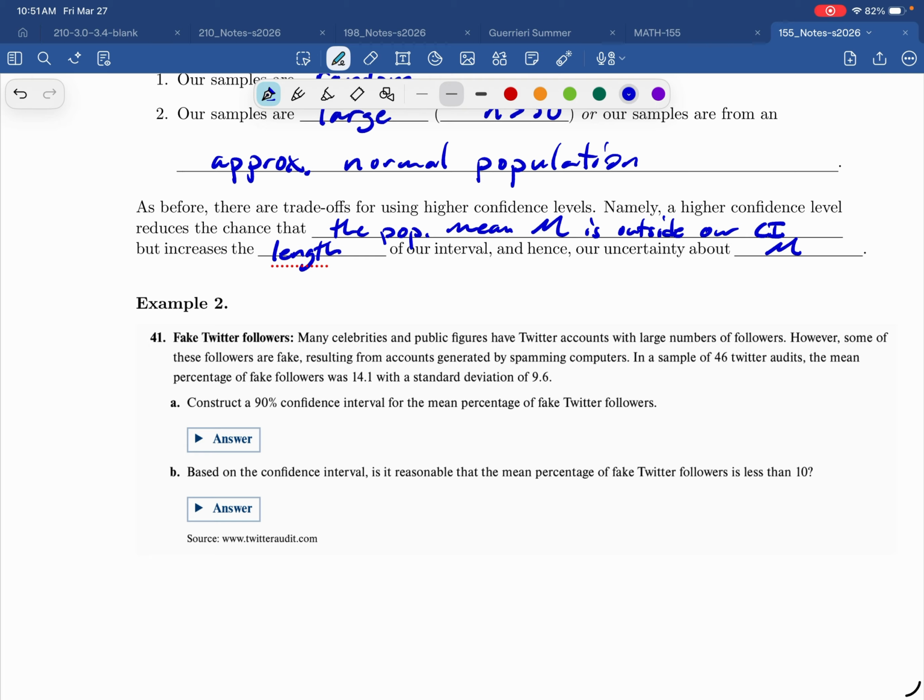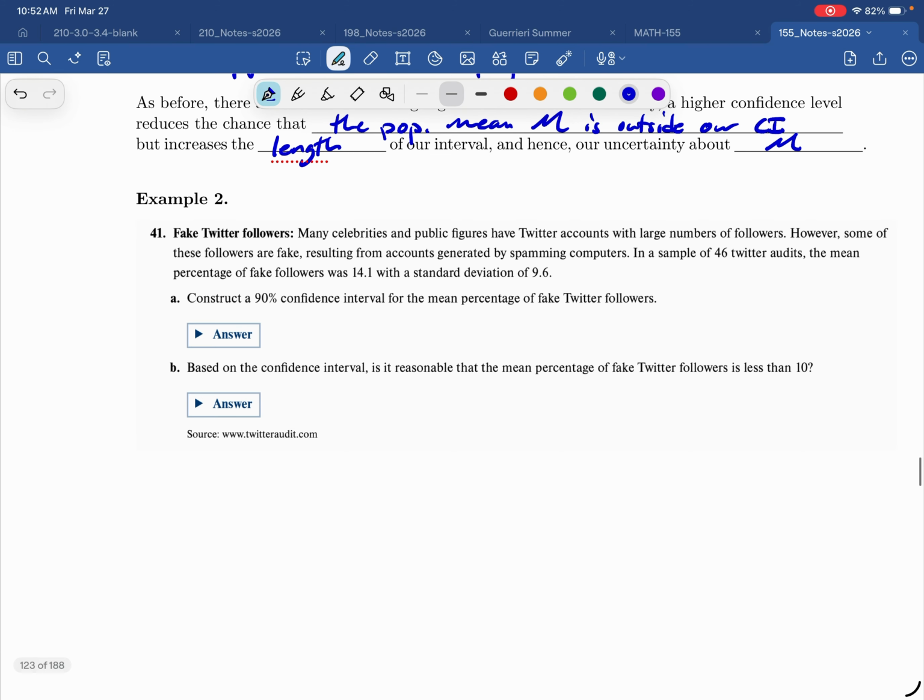So we might know that our intervals are more likely to contain mu right before we actually take them. But the intervals might be so big that our ability to estimate mu isn't quite as meaningful. So let's just take a look at one more example.